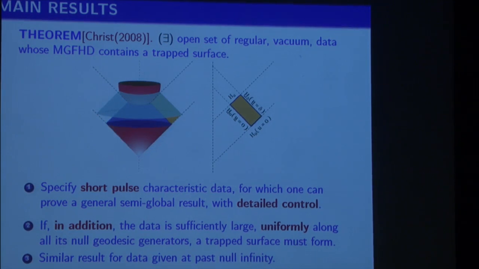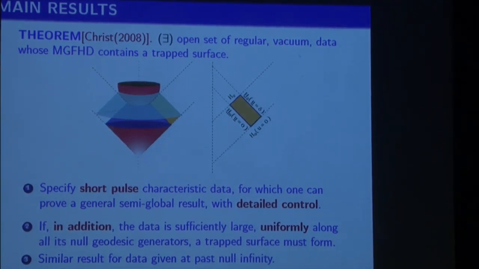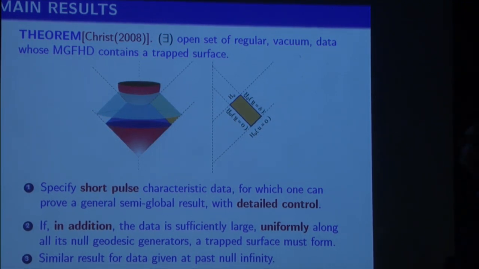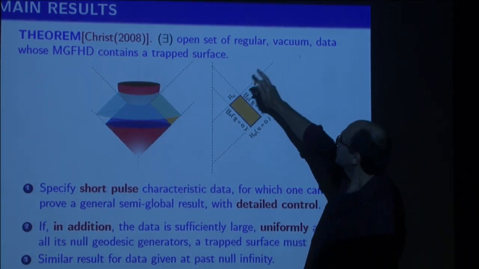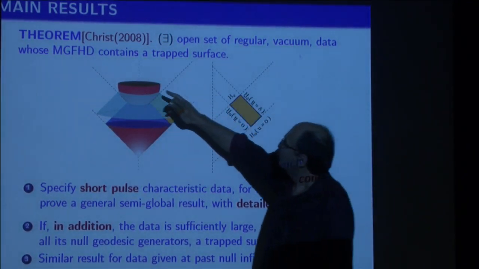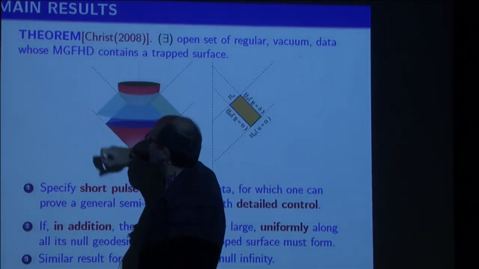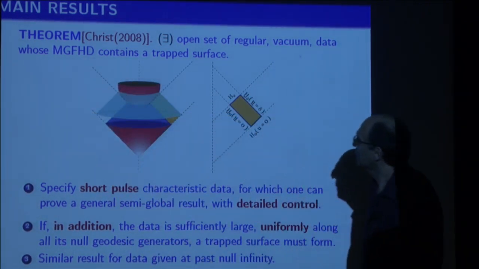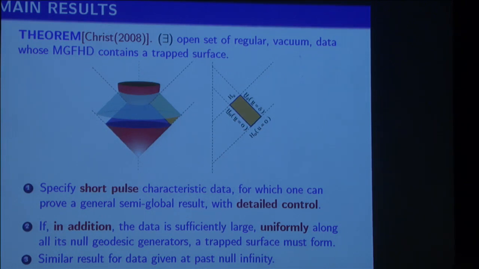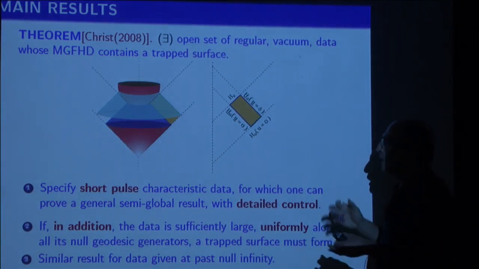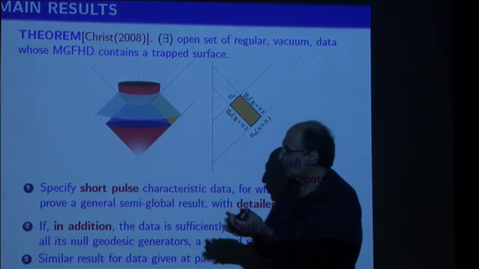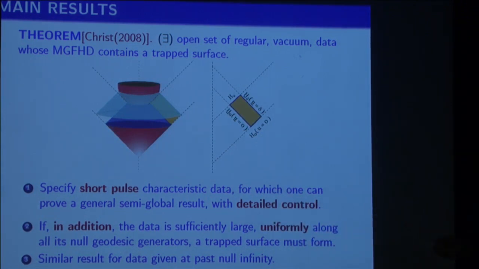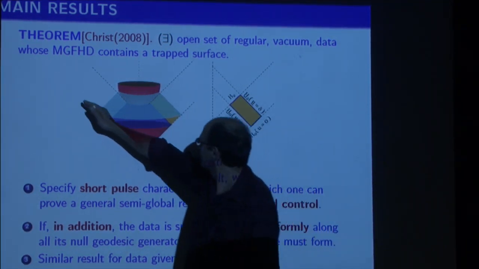Here is the first major result, due to Christodoulou in 2008, who found an open set of regular vacuum data whose maximal globally hyperbolic development has to contain a trapped surface. In other words, you want to start with initial conditions. His initial conditions are not taken on a space-like hypersurface. They are instead taken on a null hypersurface.